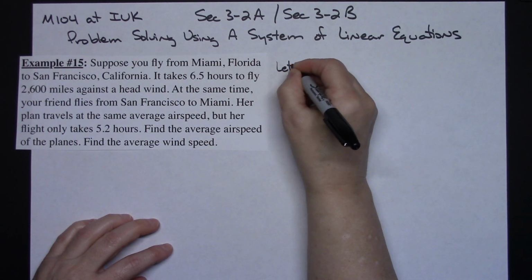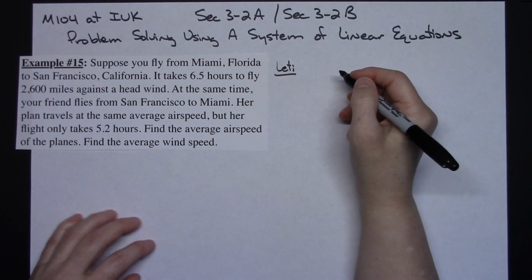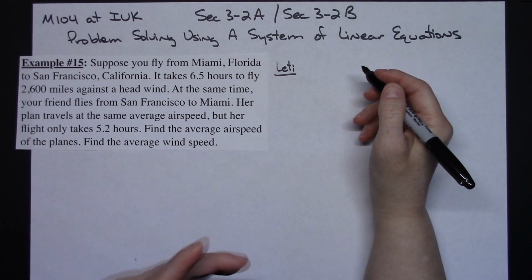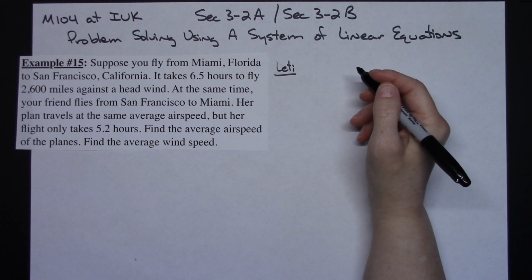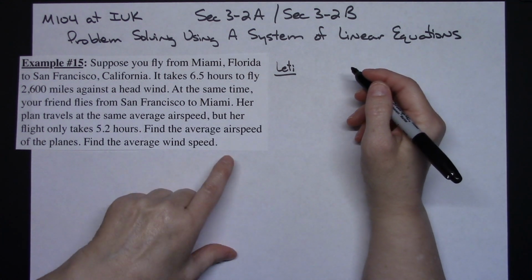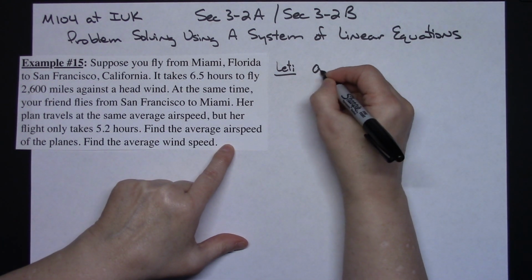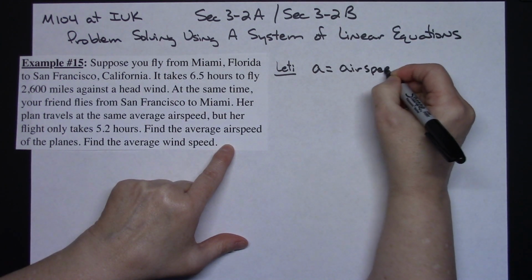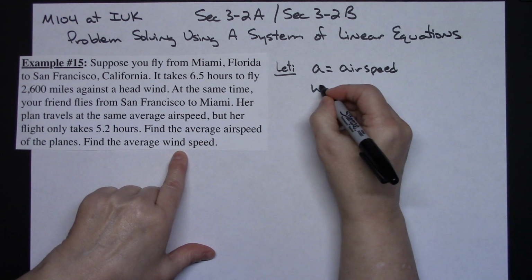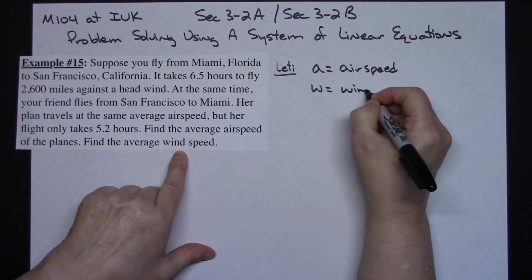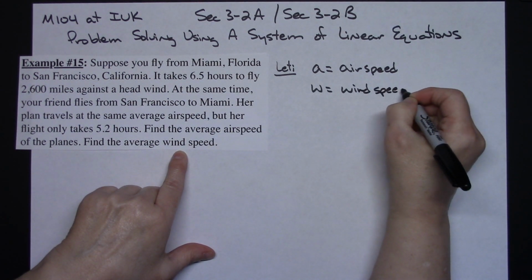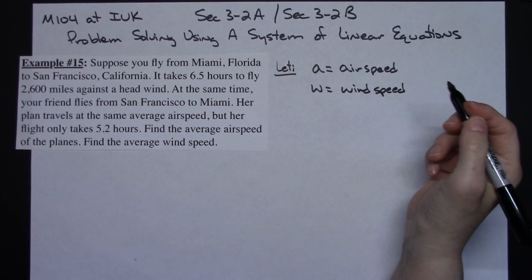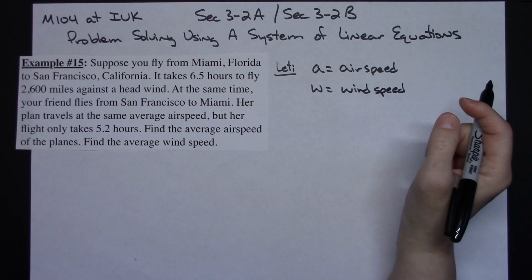So we're going to let, actually for airspeed and wind speed, let's go ahead and use A and W. I've been using X and Y in all these, but on this one it might keep things a little bit straighter if we use an A and a W. So I'm going to let A be the airspeed, because that's one thing I'm supposed to find. I'm going to let W be the wind speed that I'm supposed to find. Technically I could use X and Y here, it really wouldn't make any difference, but this may make a little more sense and be easier to keep track of.